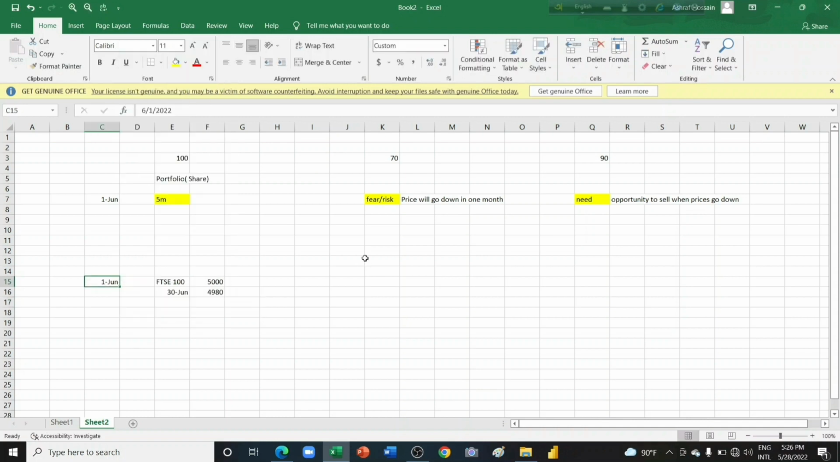Today I don't need this FTSE 100 index because I want to hold my investment now, my share now. I don't need to hedge on 1st June. I need the hedging on 30th June, when I am predicting that the market would fall in 1 month. So I need the FTSE 100 index to provide me the hedging on 30th June, right? And for this, I need to do the contract on 1st June. If I do the contract on 1st June, it would give me the opportunity to sell that contract on 30th June for 4980 points.